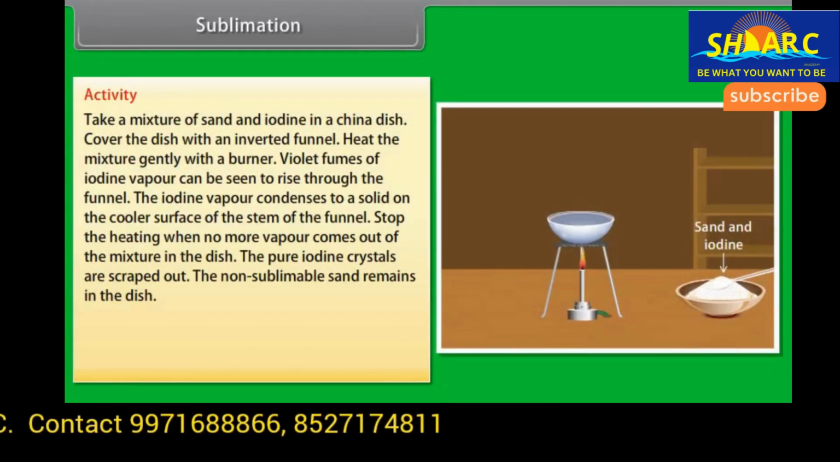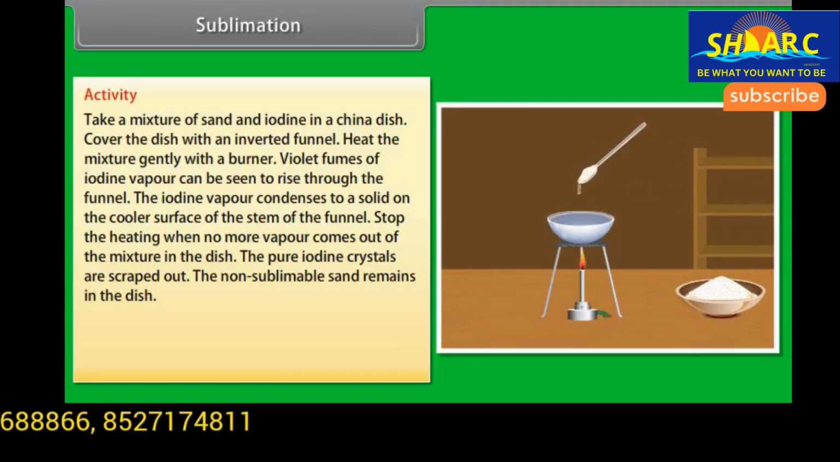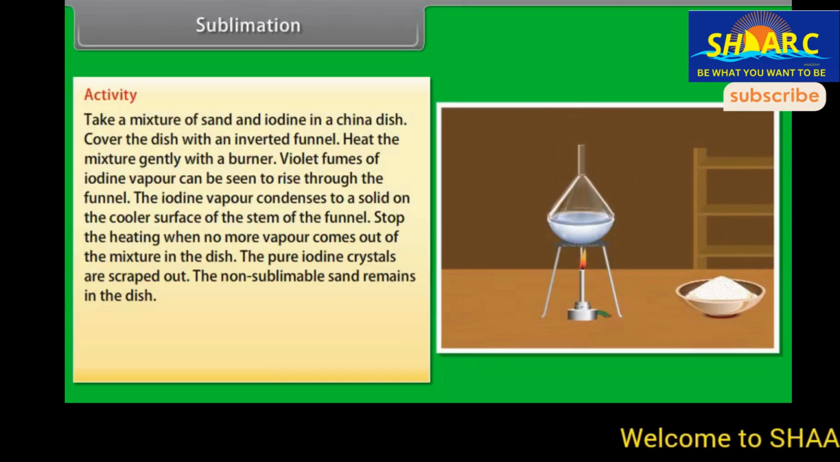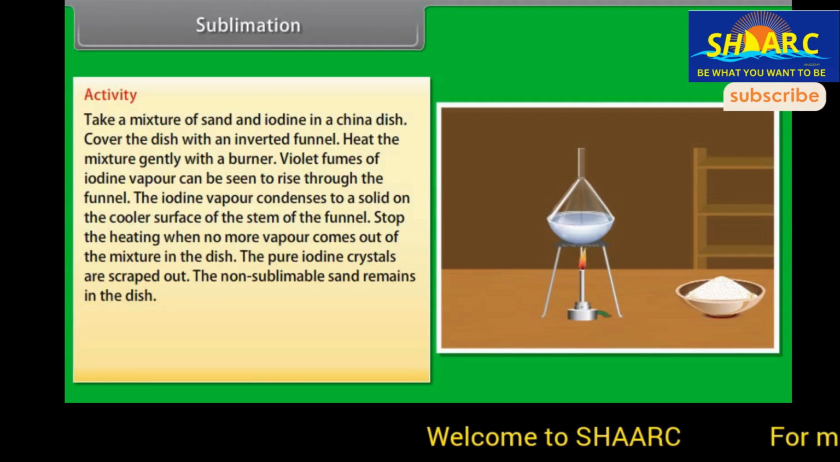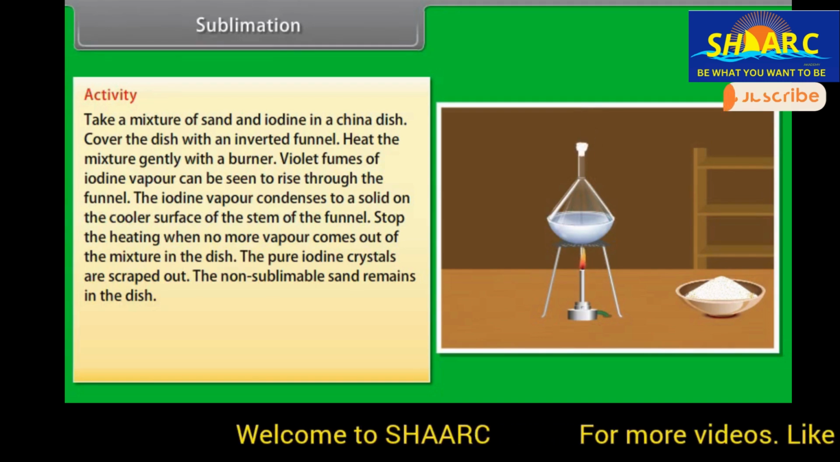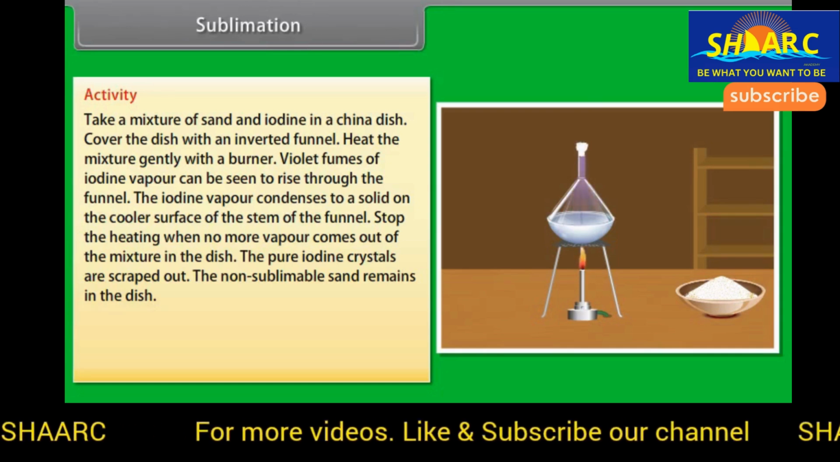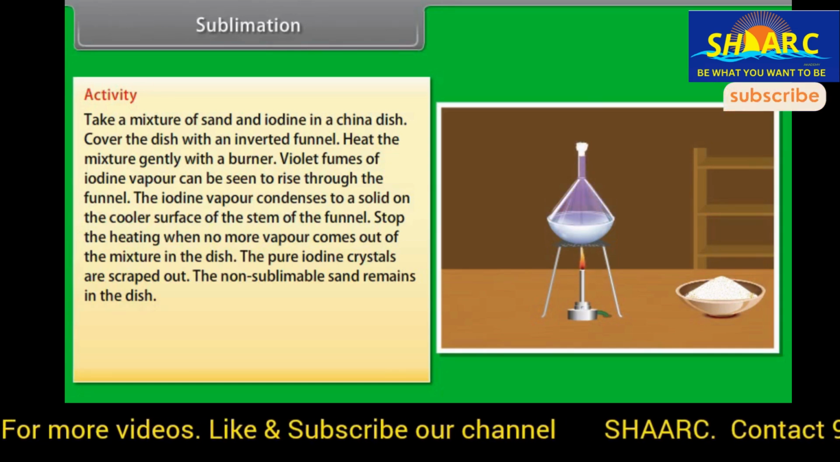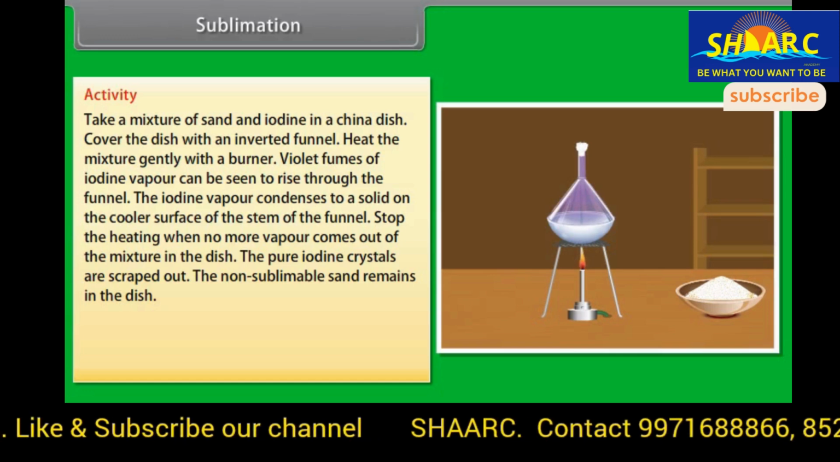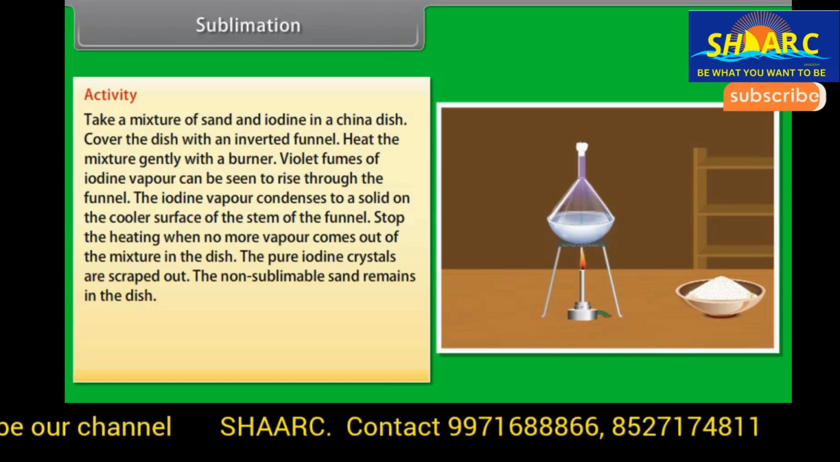Tyndall effect. A colloid scatters a beam of light passing through it. It means that a beam of light passing through such a colloid is visible. If a beam of light passes through a colloid kept in a dark room, the path of light can be seen due to the scattering of light by colloidal particles.